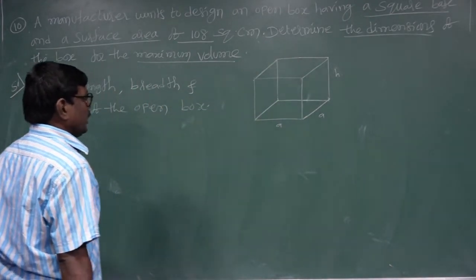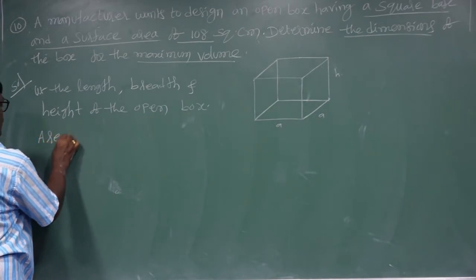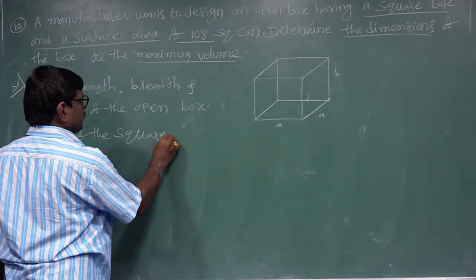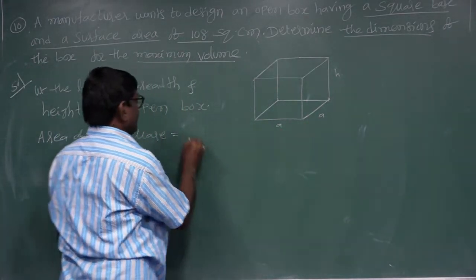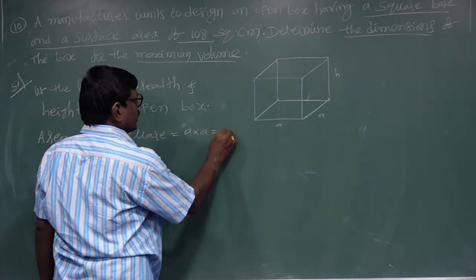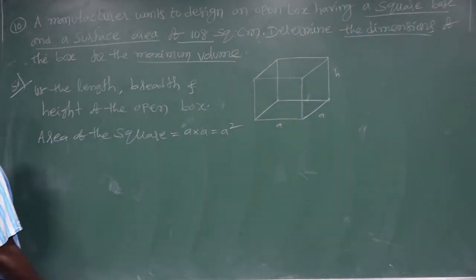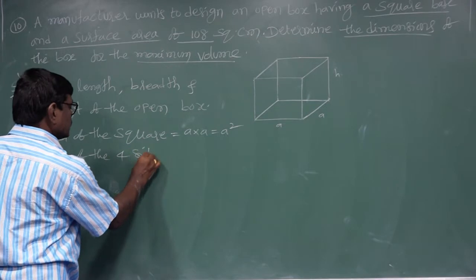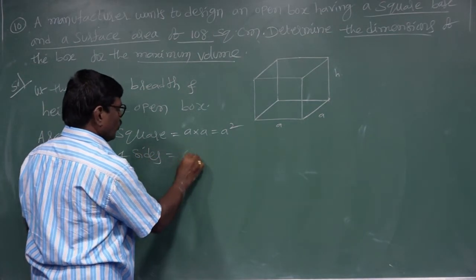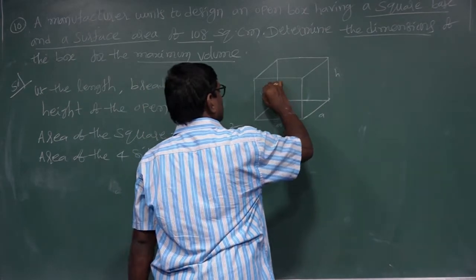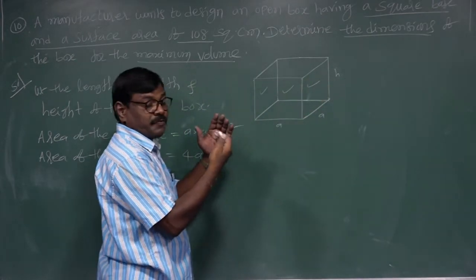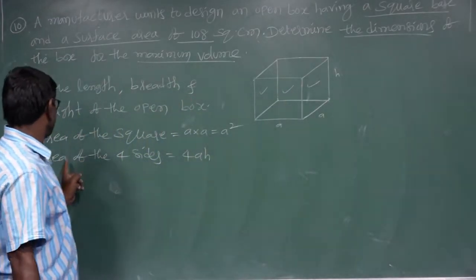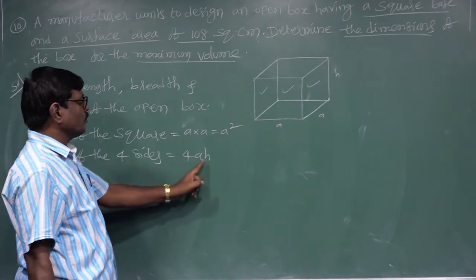First, the area of the square base equals a into a, equal to a square. The area of the 4 sides equals 4ah. This is the first, this the second, third, the front face is the fourth, this is the back face. In total, the 4 faces have an area of 4ah.